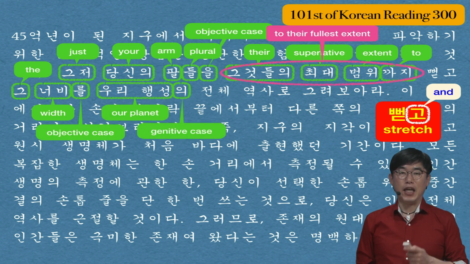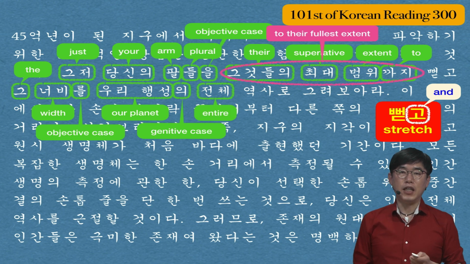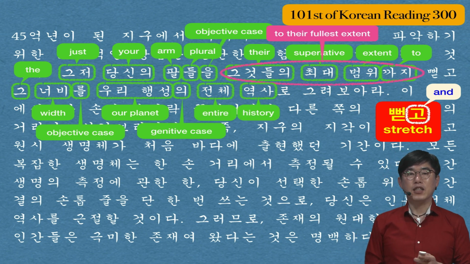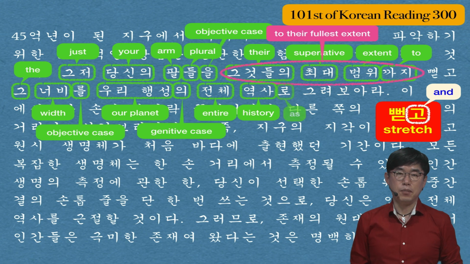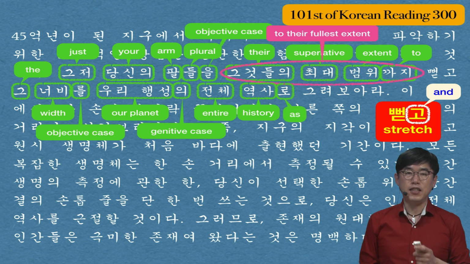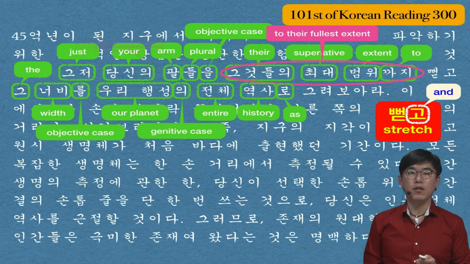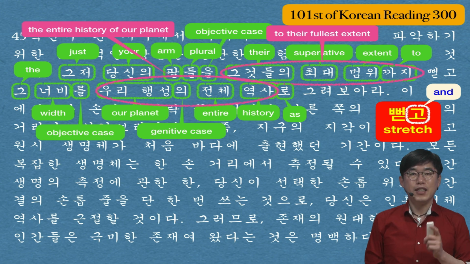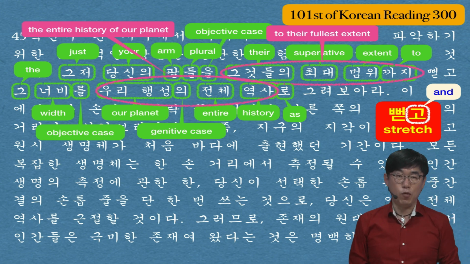And 의 is a genitive case, and 전체 is entire, and 역사 is a history. And the post position 로 is as in English. So 우리 행성의 전체 역사 is the entire history of our planet.